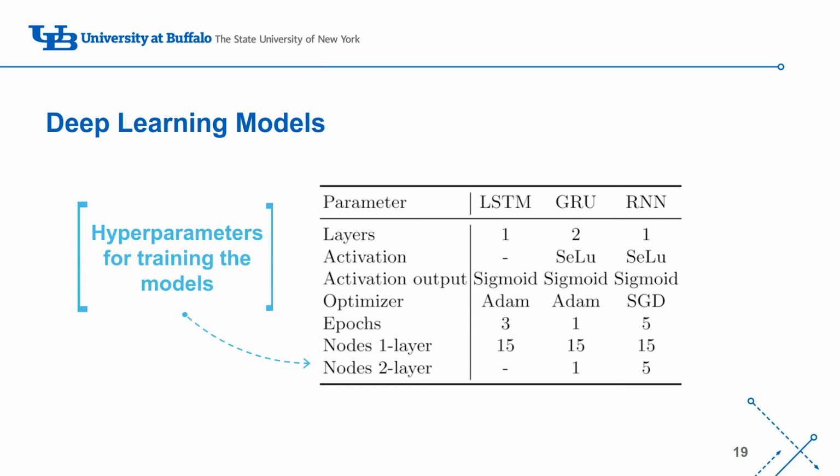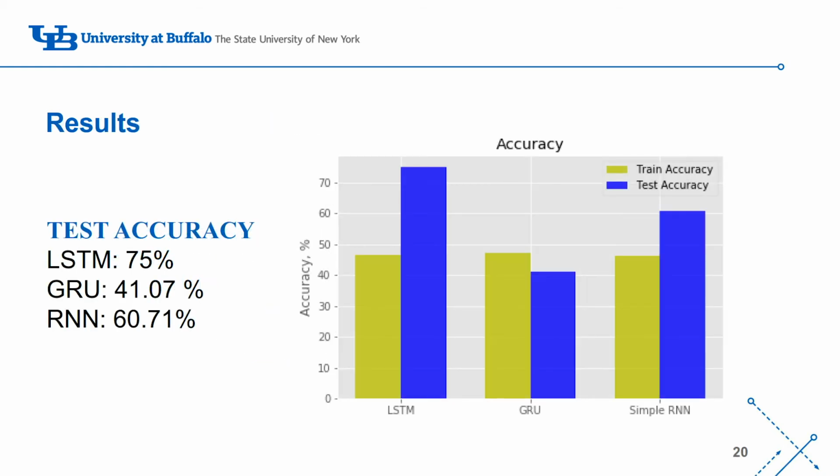Because unfortunately, the data sets that we have been utilizing are not that robust to apply some very complicated deep learning models. But still, we were able to get pretty interesting results. So among the 3 models, LSTM showed the best result of 75% test accuracy, while GRU showed only 41% accuracy. And of course, these results can be improved with a bigger size of the data set, or with a different setup of the hyperparameters.